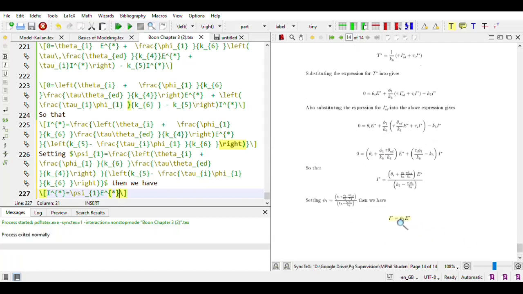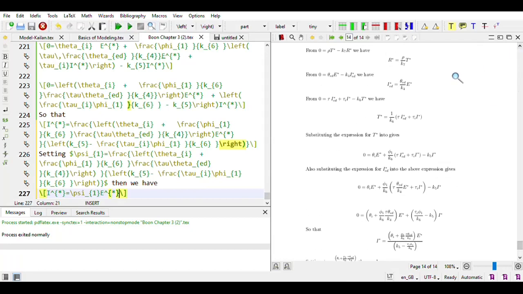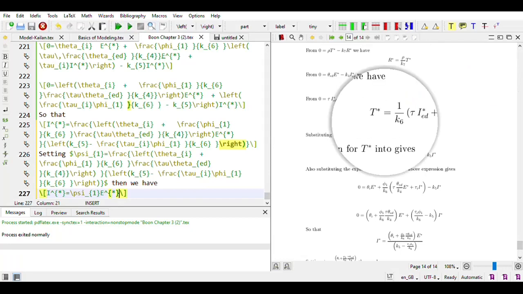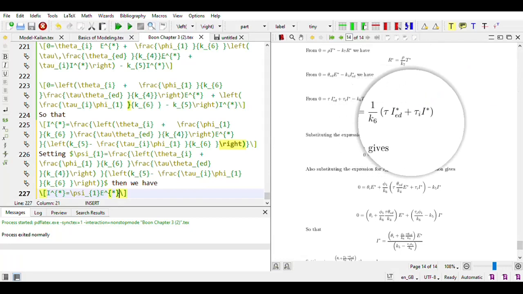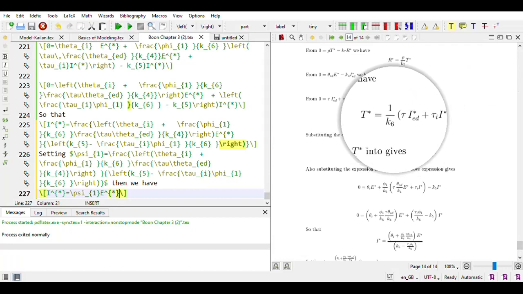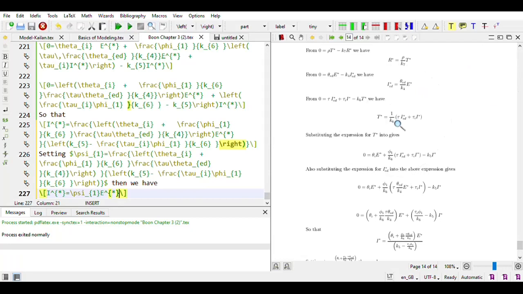So we're going to have something like this. We have found I in terms of E, okay, and then we have also found ID in terms of E, and then we had T in terms of ED and I. And so once we have ID and I in terms of E, we can actually express T in terms of E. So let's do that.